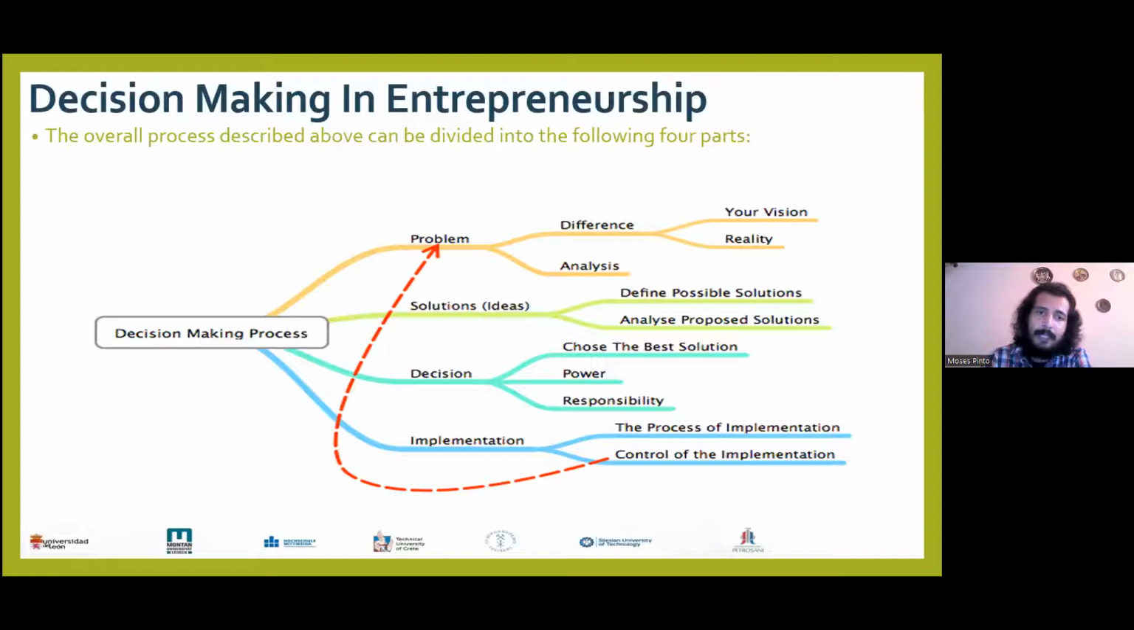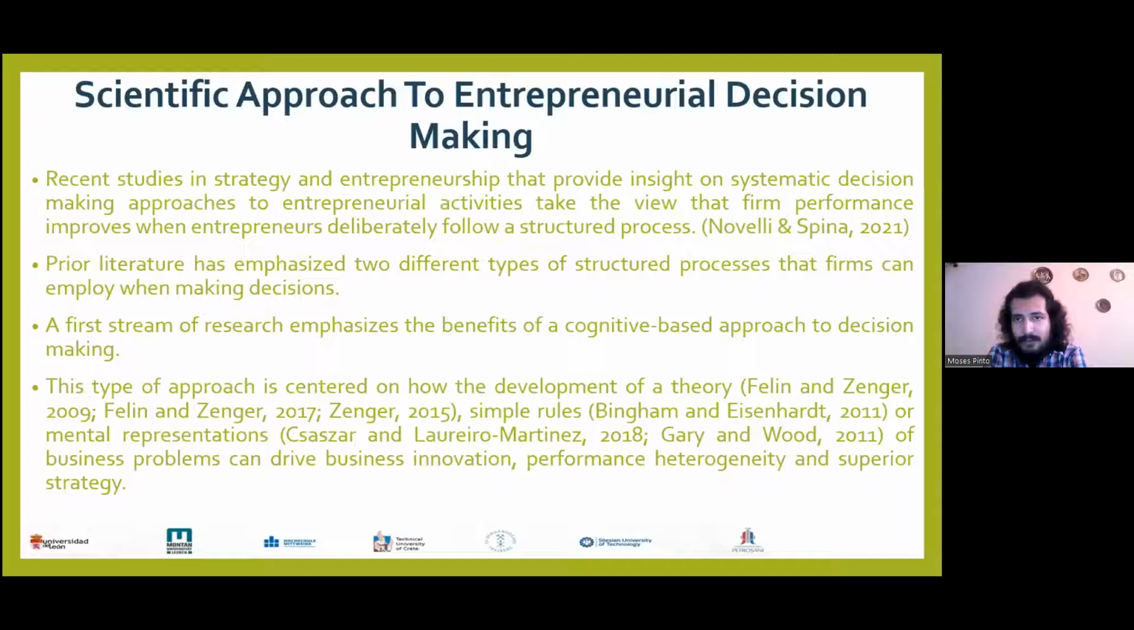Now let's look at more varied and newer concepts in entrepreneurship. And that is the scientific approach to decision-making in entrepreneurship. Now, recent studies in strategy and entrepreneurship, basically, this is a definition by Novelli and Spina quite recently in 2021.